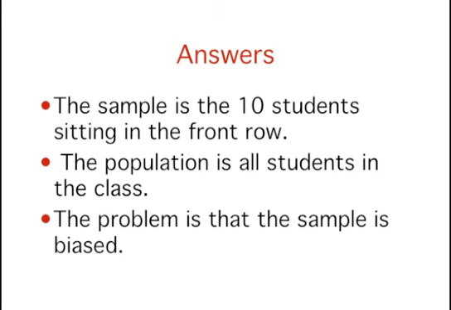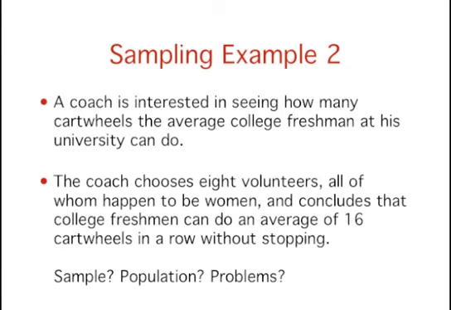Consider another example. In this example, a coach is interested in seeing how many cartwheels the average college freshman at his university can do. The coach chooses 8 volunteers, all of whom happen to be women, and concludes that college freshmen can do an average of 16 cartwheels in a row without stopping. What is the sample? What is the population? Can you identify any problems with choosing the sample in the way that the coach did?